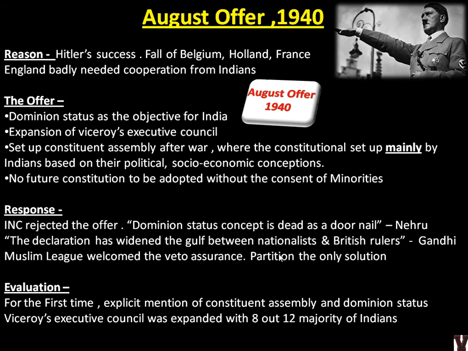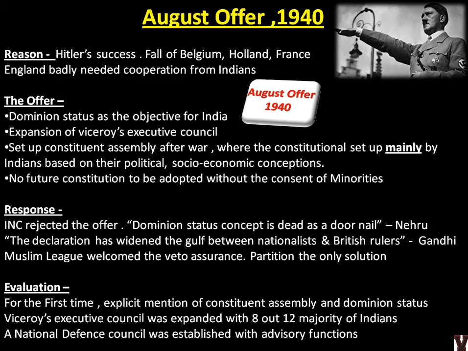The Viceroy's Executive Council was expanded to 8. So finally, even though Indians did not give any support, the Viceroy's Executive Council was expanded to see whether Indians would react to it. They wanted some support somehow by some appeasement. A National Defense Council was established with advisory functions. Okay, so they were just hoping that Indians would support the war. So this is the entire August offer and it's one of the first offers. Whenever a chronology question comes, this will be the first one, in 1940.